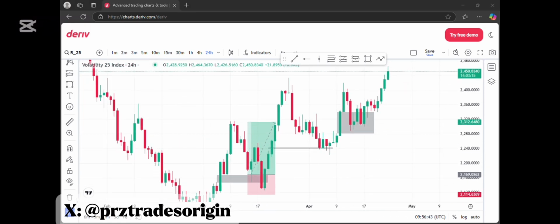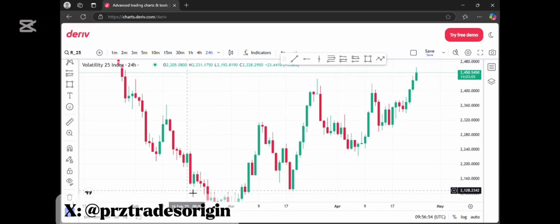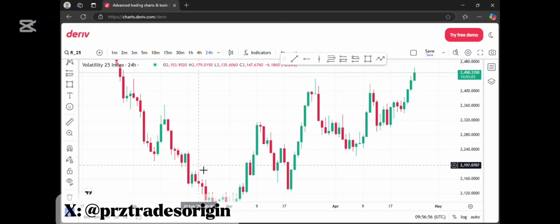Let's also look at the concept of liquidity. What do you find here? Liquidity sweep before the market shot up. Also same thing here. Let's mix the concepts together, but it is advised that you pick one and focus on it.